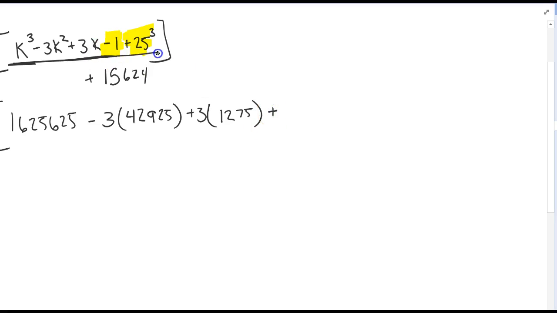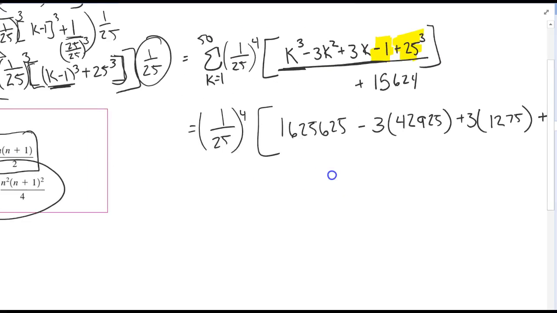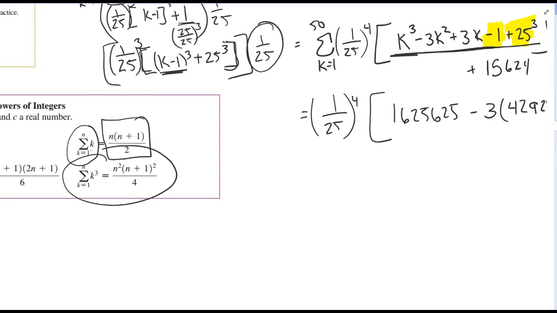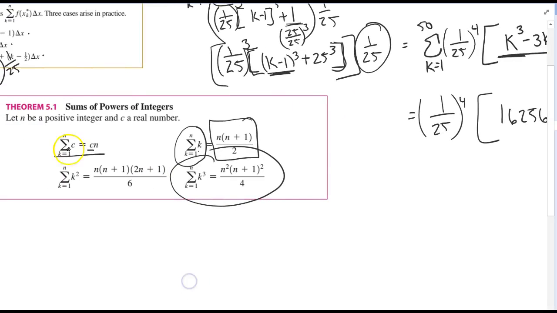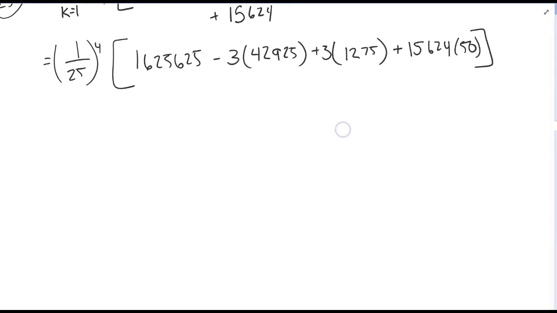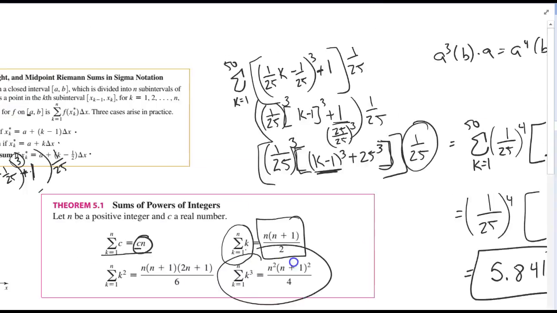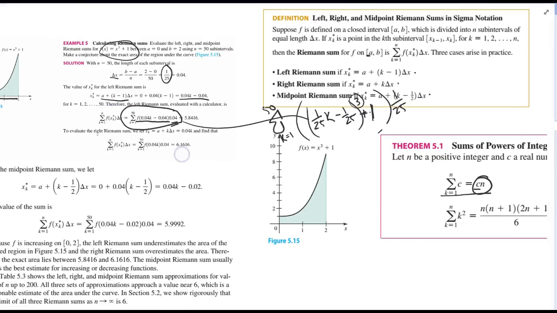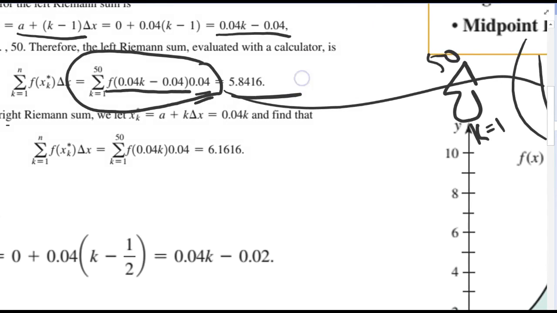Minus, or sorry, in this case, plus this constant, 15624. But when I sum a constant from 1 to n, I take that constant times n. So this is actually going to be multiplied by 50. So doing this math, very long way to go about it. Plugging this in my calculator, you should get 5.8416, which is what they say. Going back, they just didn't show you that calculation.